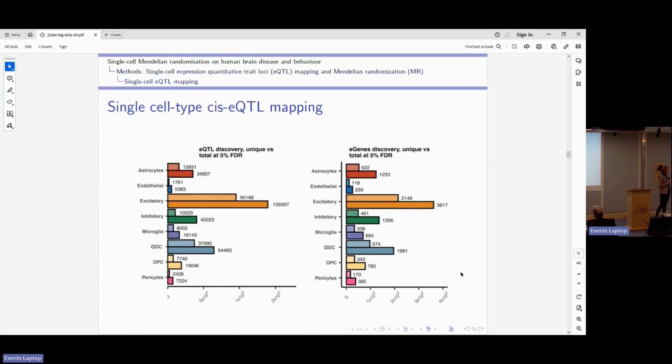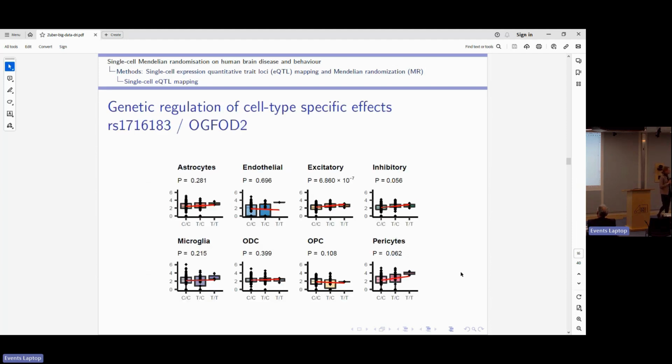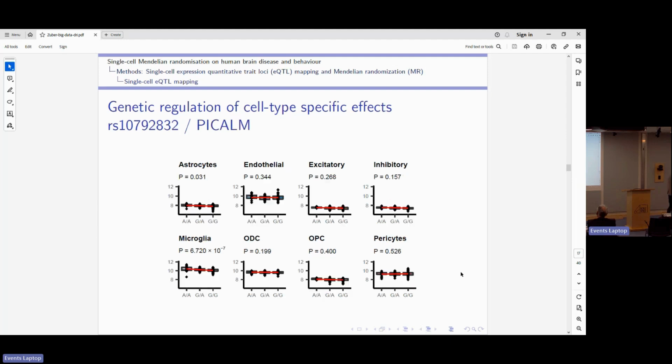So here is an overview of the overall discoveries that we have. This is coded by the 8 different cell types, and this is the number of total eQTLs or e-genes, respectively, that we find in our data set. Here are some more examples for cell type specificity. For example, this gene OGFOD2, you see that we have a very strong effect in excitatory neurons with very strong p-values, while for all of the other cell types, there's literally very little effect to be detected.